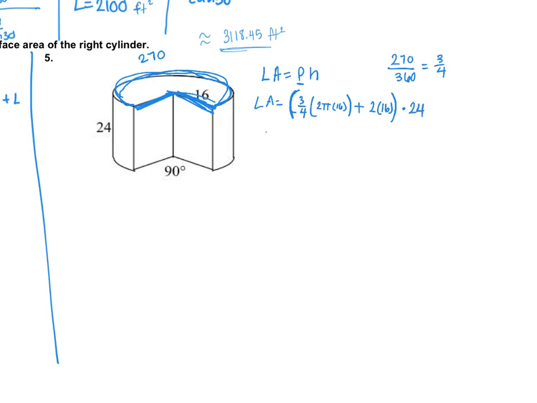So now I'm just going to simplify. So I have my lateral area. I don't know, you could just call that L. You don't have to do lateral area. That's actually a little weird. So then when you do that, you end up with 24 pi plus 32 times 24. And I'm actually going to keep this in exact form, so I'm just going to go ahead and distribute the 24. So I'd end up with L equals 576 pi plus 768.